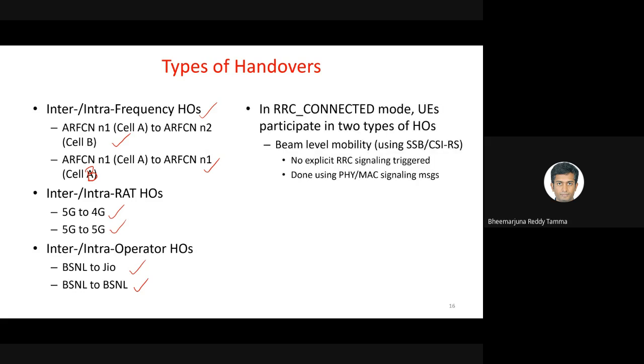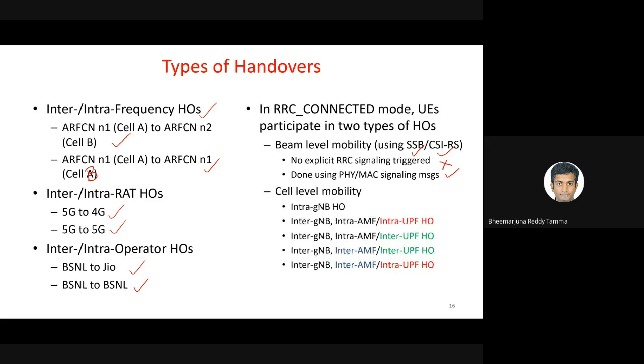In the RRC connected mode, the UE participates in two types of handovers. One is beam level handover using SS blocks and CSI reference signal measurements without involving any RRC signaling. There is no handover command or RRC reconfiguration message coming from the RRC layer to the user equipment in this case. This is all done using MAC and physical layer. The second case is what I was describing so far, cell level mobility, where the user is moved from one base station to another.